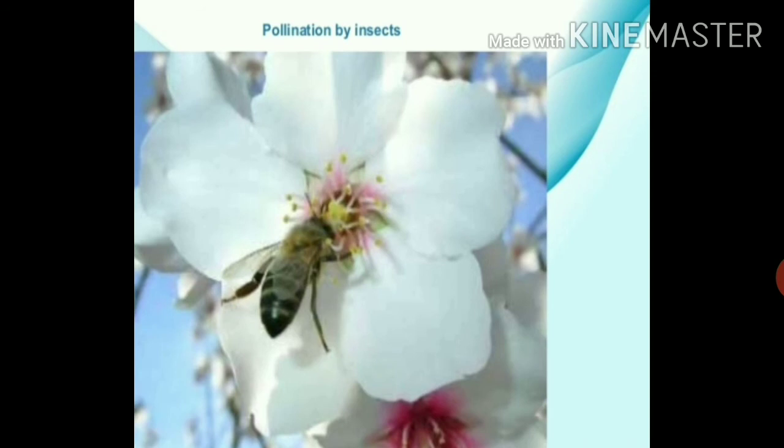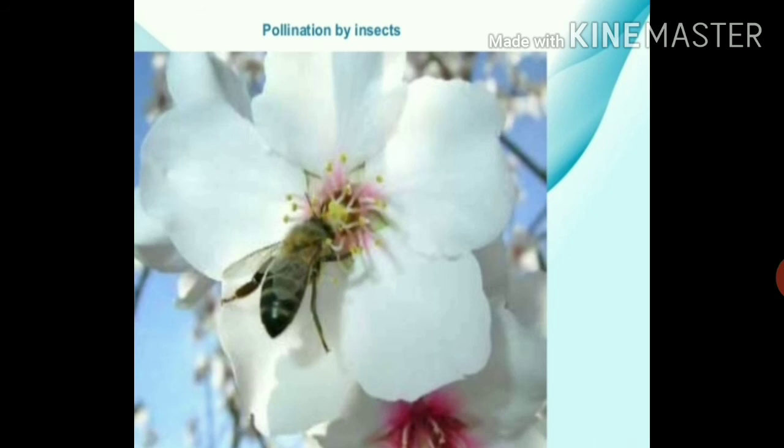So in this way pollen grains are transferred from the anther of a stamen to the stigma of the pistil, and this transfer of pollen grain is known as pollination. Pollination is done by wind, water or insect. So a transfer of pollen grain from an anther to stigma is called pollination.